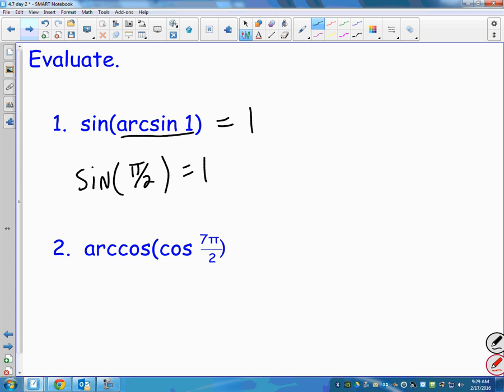But 7 pi halves is not the right answer, because 7 pi halves is not in the interval from 0 to pi, right? And so this is where you have to work it out. My advice to you is, if you're not sure, just work it out. So always inside first, step 1 would be, what is the cosine of 7 pi halves?